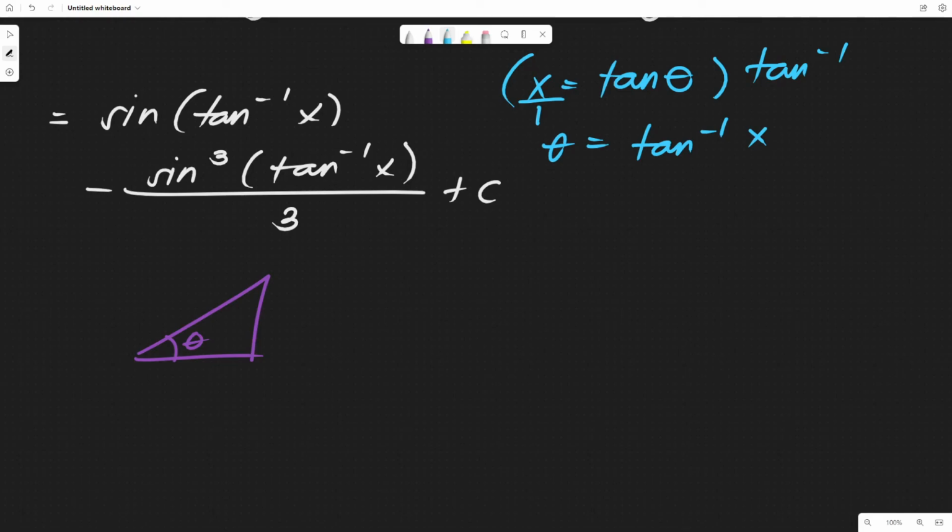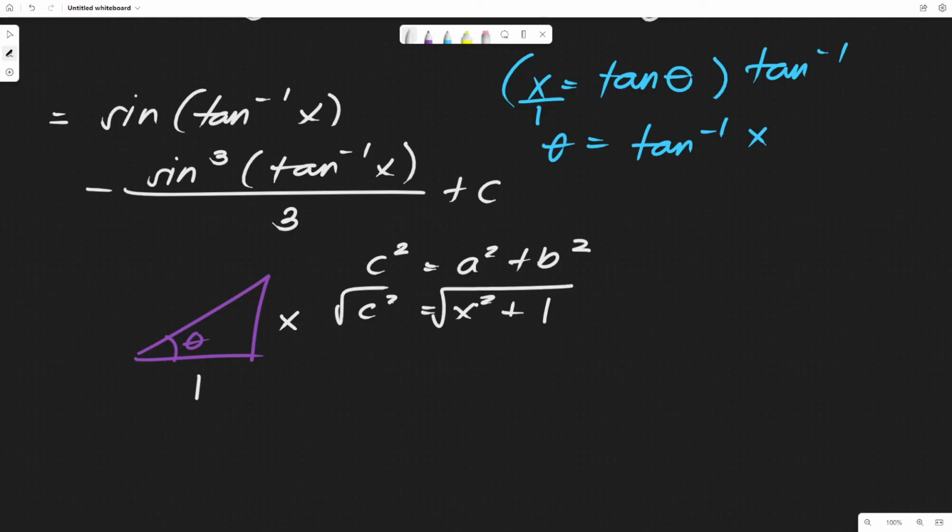Kasi tangent is equal to opposite over adjacent. So, ano yung opposite natin? Obviously, yung x. So, ilalagay ko yung x dito. Then, yung adjacent natin is yung 1. So, what is the hypotenuse? So, we have c squared is equal to a squared plus b squared. Then, x squared plus 1 is equal to c squared. Kunin natin yung square root. So, ano yung hypotenuse natin ngayon? We have square root ng x squared plus 1.